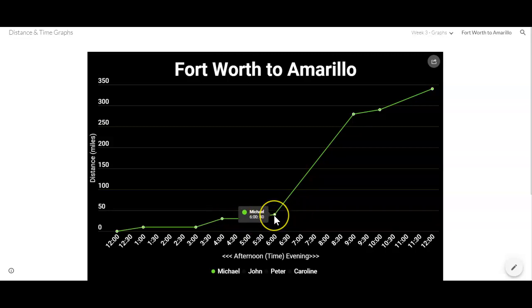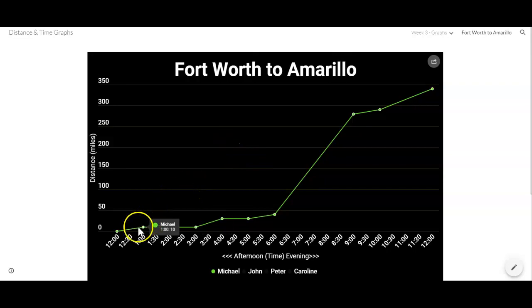And then from 5 to 6, I'm at 40 miles. And then from 6 to 7, no, I'm sorry, 6 to 9, that's 280 miles. So that's a long way. I went from 40 miles to 280 miles, which is a total distance of 240 miles in 3 hours. And then from 9 to 10, I went an additional 10 miles. And then from 10 to 12, I went 50 miles, 290 to 340. So I can see the distance traveled on each segment by hovering over these different parts of this line.